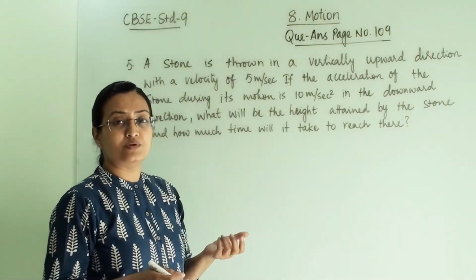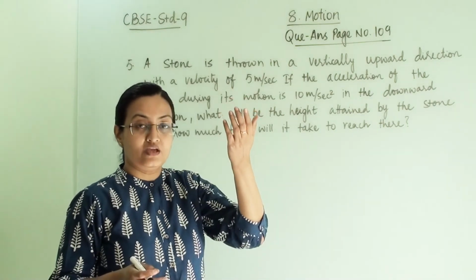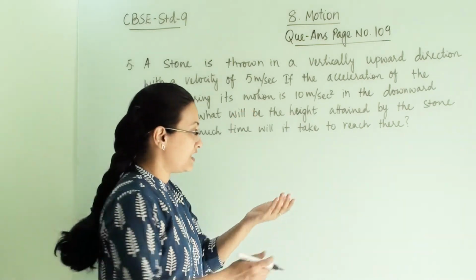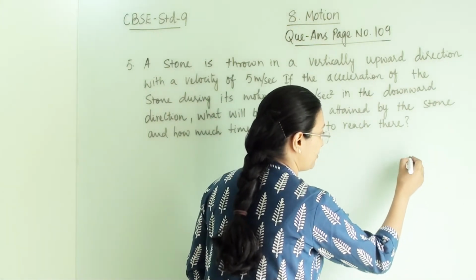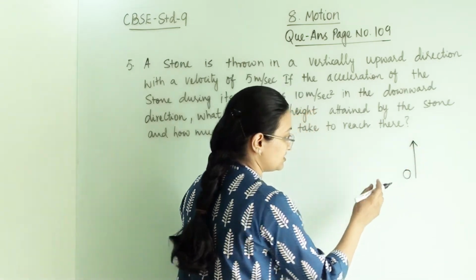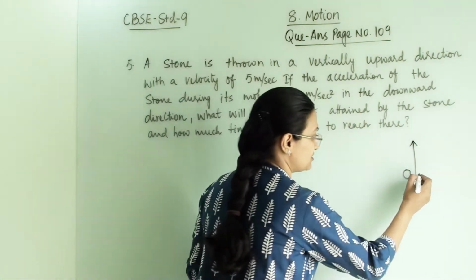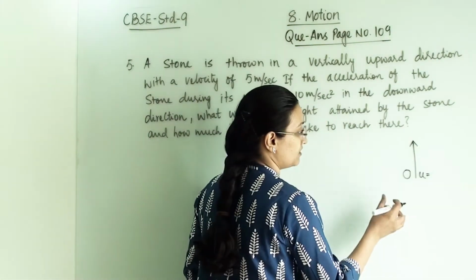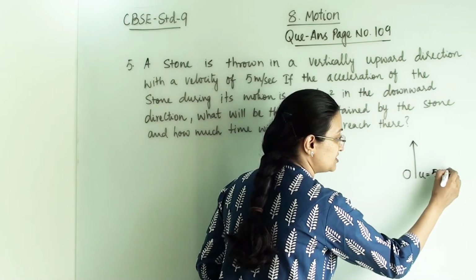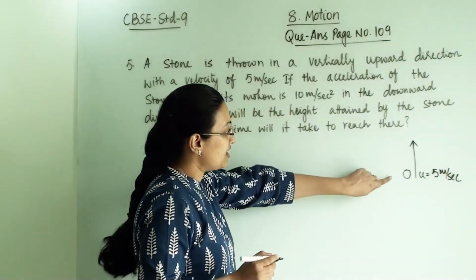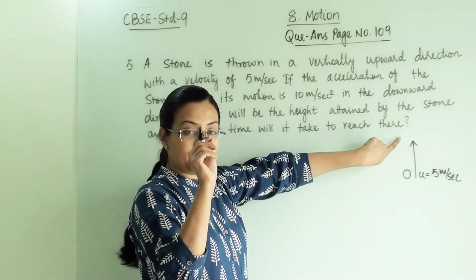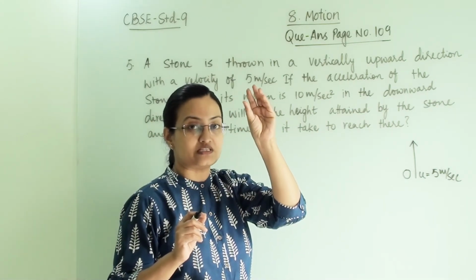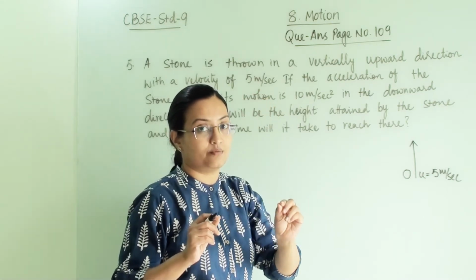So here in this numerical we are throwing a stone upward. When we are throwing it upward, it has some initial velocity. The initial velocity it has is 5 meter per second, so it is going up with 5 meter per second. Now when it is going up, it will reach one point where its velocity will become 0, and for that fraction of a second it will be steady there and then it will start coming back.